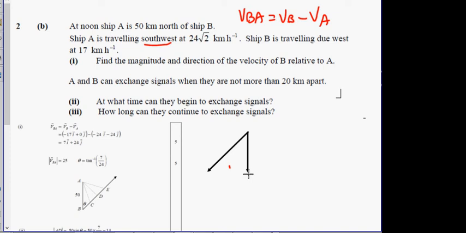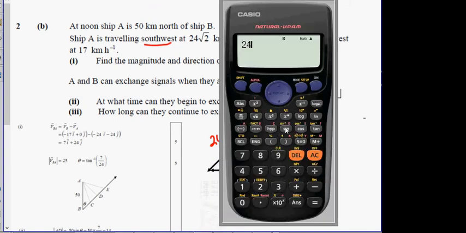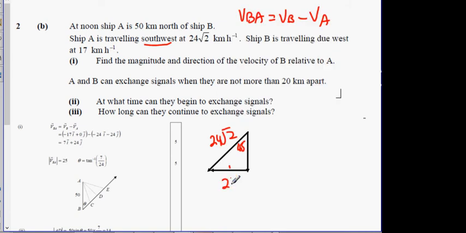And it has two components, its south component and its west component. 45 degrees no matter which angle you take, and it's going to be 24 root 2. So we have to find out what 24 root 2 sine 45 is. I'm pretty sure it's just going to be 24. Okay, that's 24, and that one's going to be 24. It's going down and left. This means that the velocity of ship A is going to be minus 24i minus 24j.